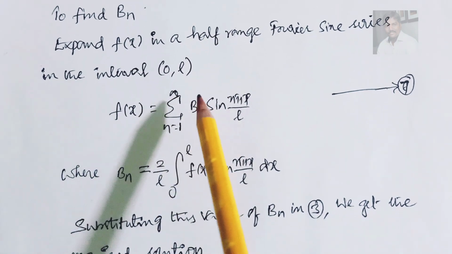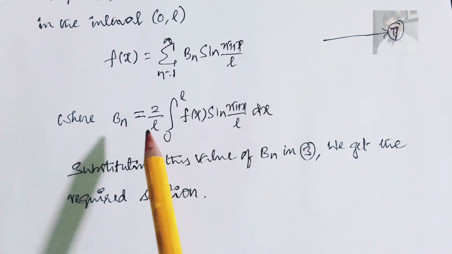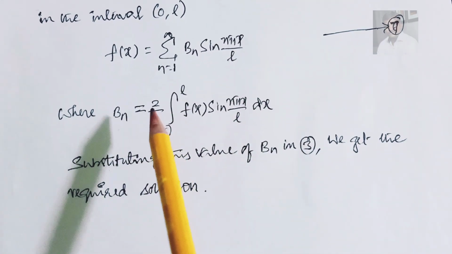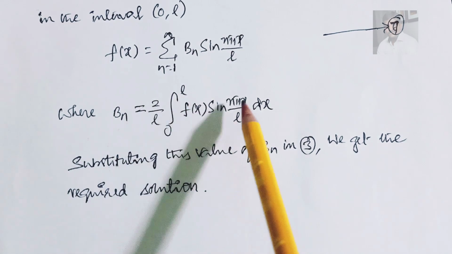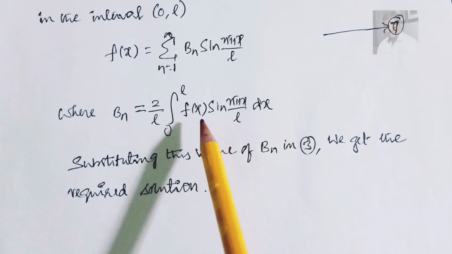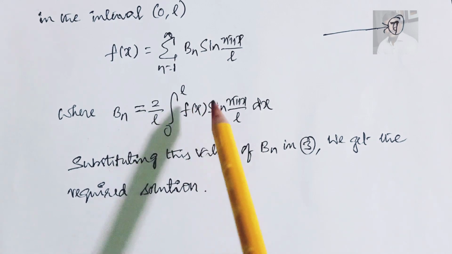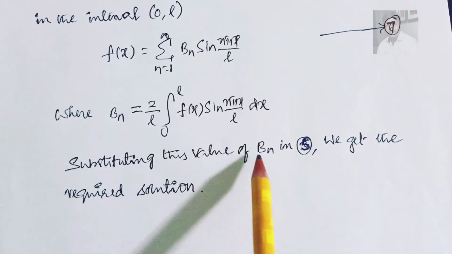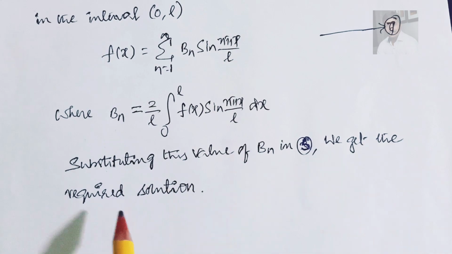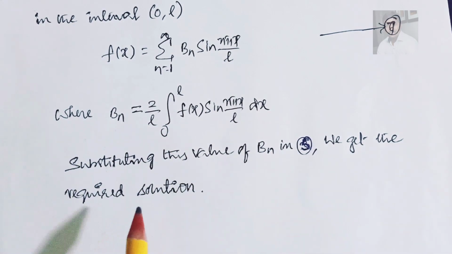Therefore, f of x is equal to sigma n is equal to 1 to infinity bn sin n pi x by L. That is equation number 7, where bn is equal to 2 by L integral 0 to L f of x into sin n pi x by L dx, the formula from the Fourier series. Depending on the f of x, we can integrate this and substitute. Substituting this value of bn in equation number 5, we get the required solution. I hope you understand. Thank you.